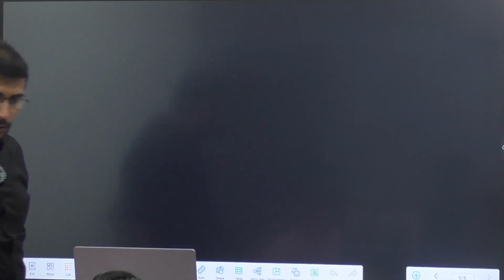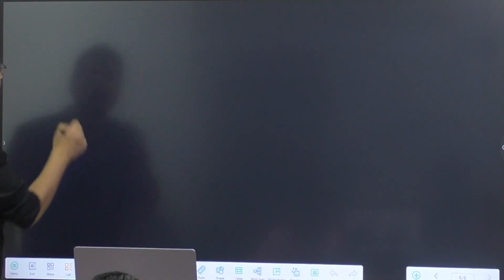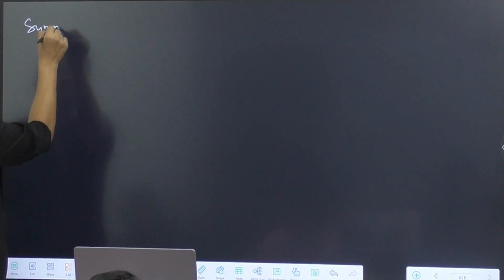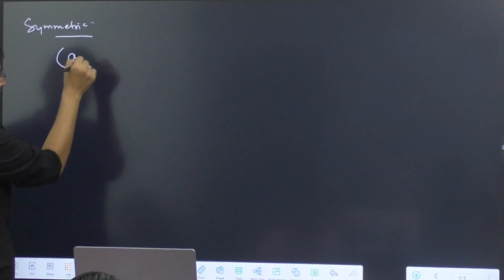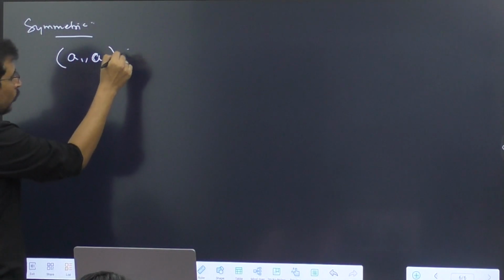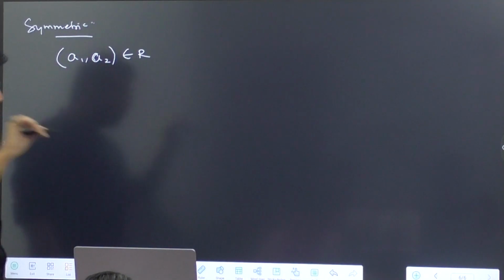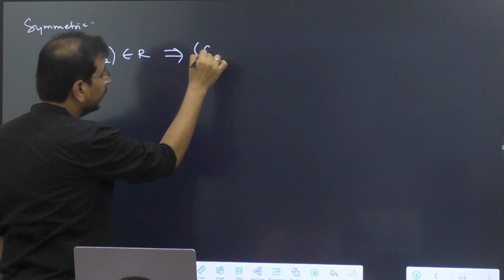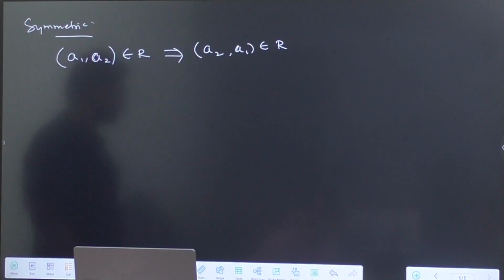So what does the transitive one tell you? In page number 2, look at the bottommost point. A relation is said to be symmetric if, for symmetric, a relation is said to be symmetric if A1 comma A2 belongs to R. After that, what did they put? Implies that A2 comma A1 also belongs to R.